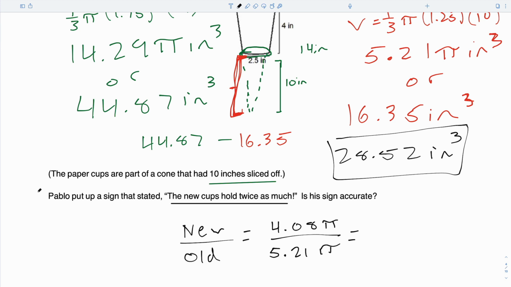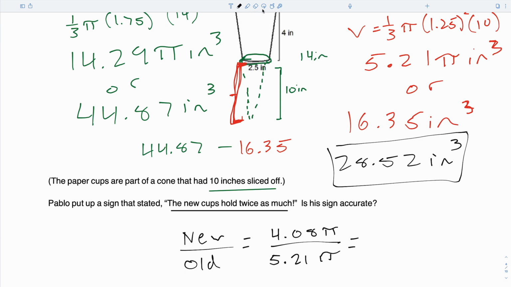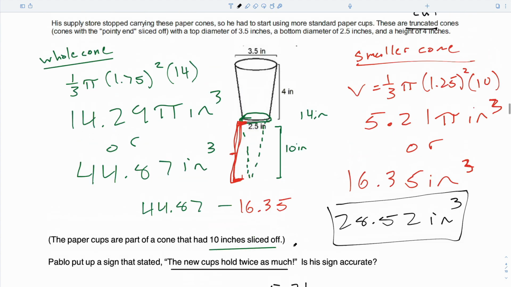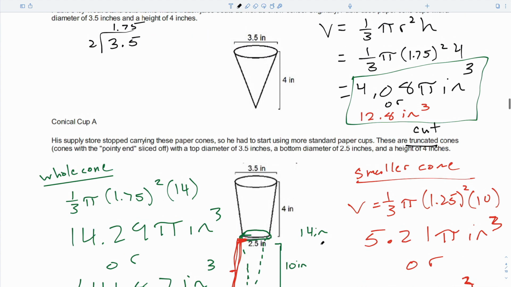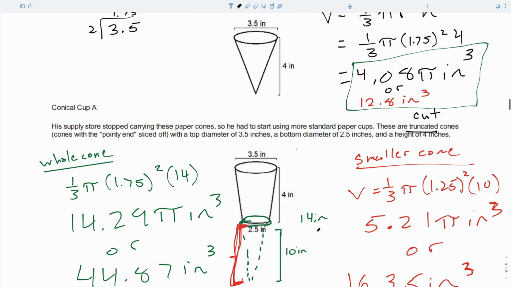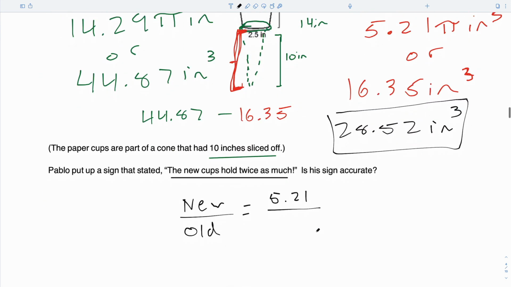Hold up, reverse. The new one is the bottom one. So you got a decimal version that was not 2. Erase that, put 5.21 on top, divided by 4.08. Divide that one, see what you get.